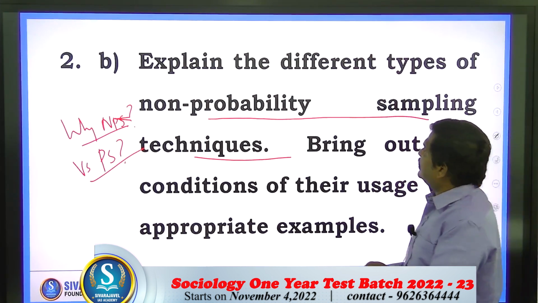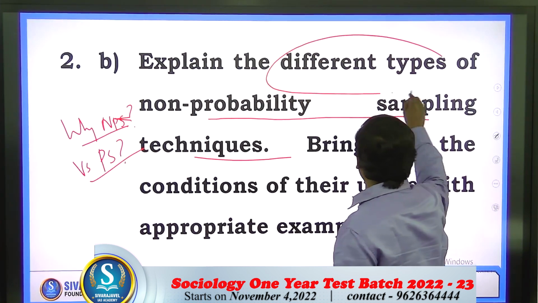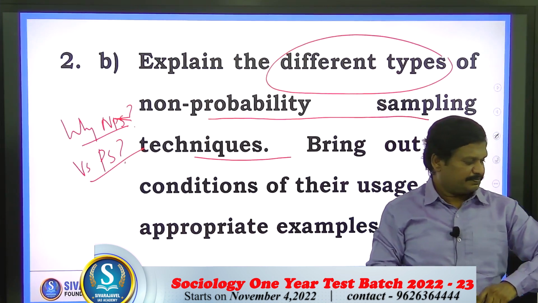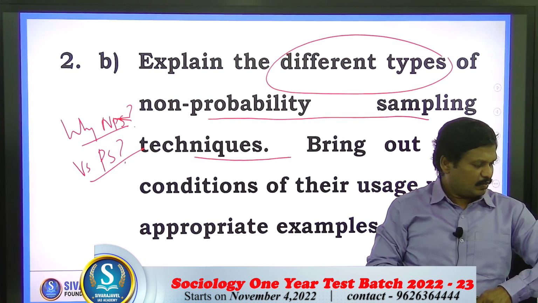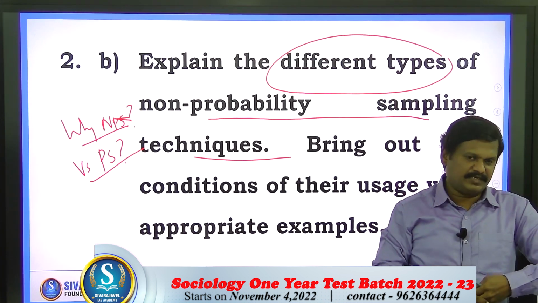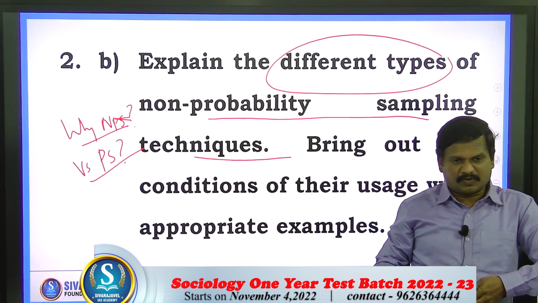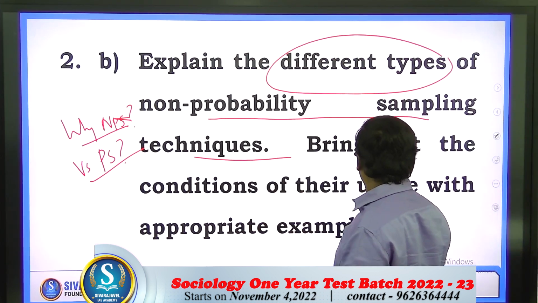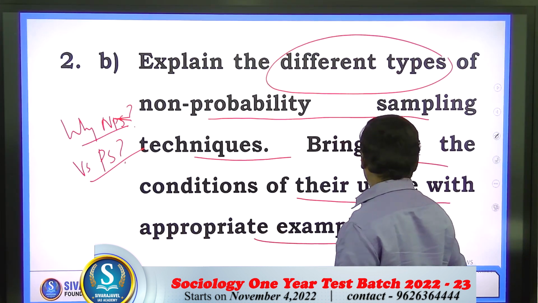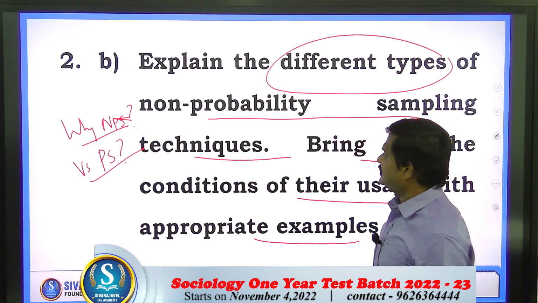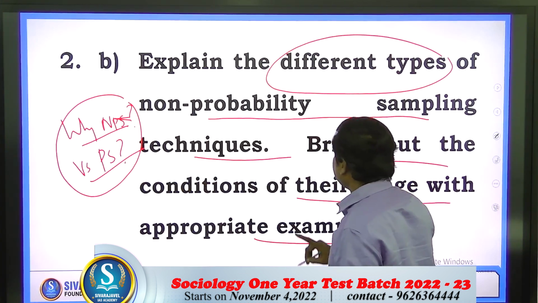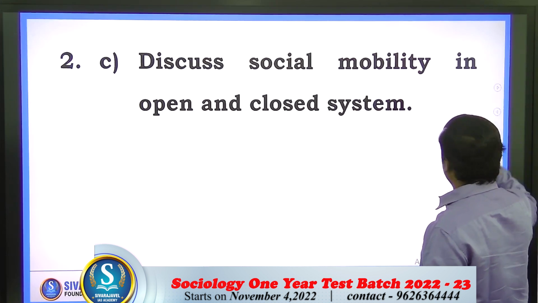Then what they have asked is the different types of non-probability sampling. What are the different types of non-probability sampling? You have to give a list. For example, convenience sampling, then voluntary response sampling, then snowball sampling, purposive sampling. Like that, there are some types of non-probability sampling which have to be written for this question. Then, under what conditions their usage should be made, you can give with examples. So: types of non-probability sampling, and in the introduction, why we choose NPS over PS. This is the approach which you have to have.